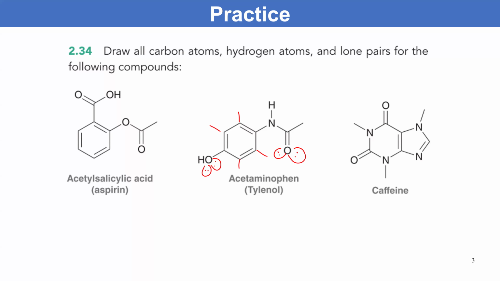All right, how about the nitrogen? Any lone pairs or more hydrogens? 1 lone pair. What about the carbon on the right side? Yeah, we can't forget that's a carbon, right? So we've got a total of 1, 2, 3, 4, 5, 6, 7, 8, 9 hydrogens.